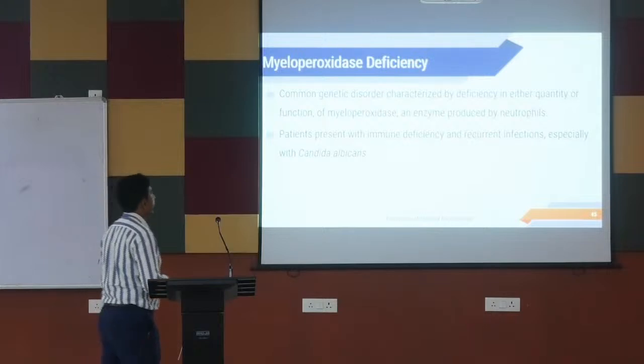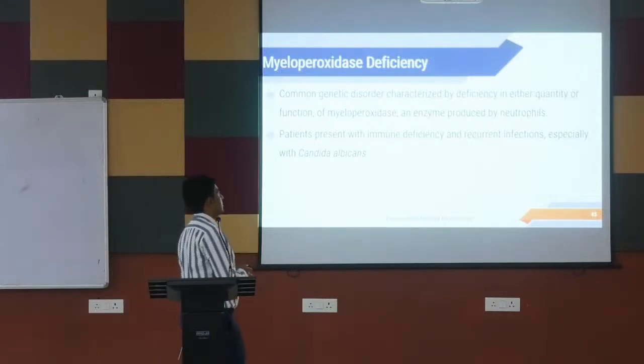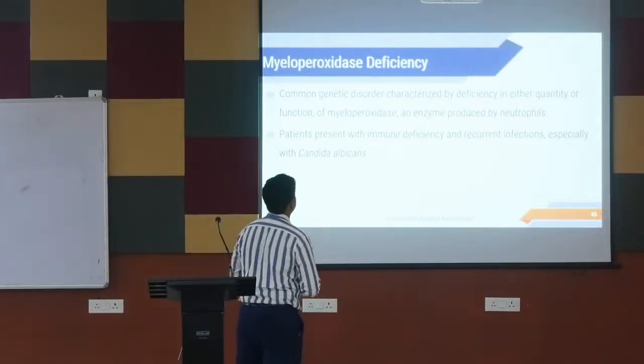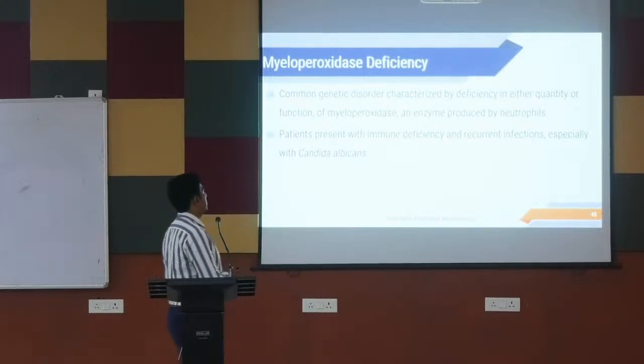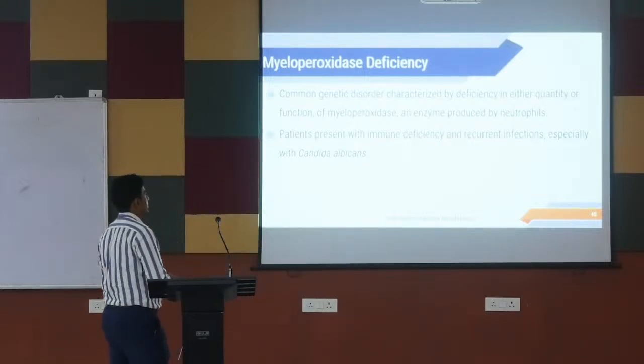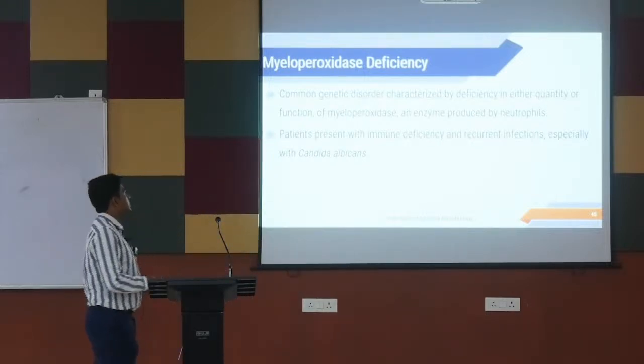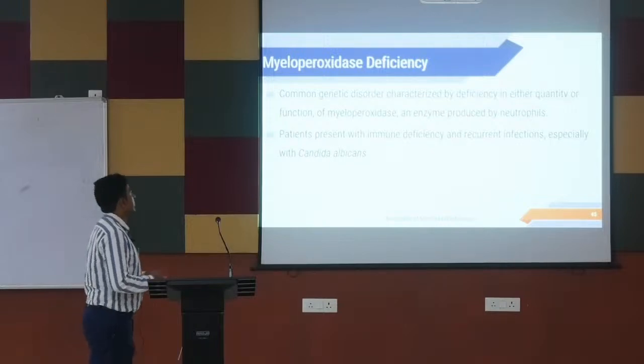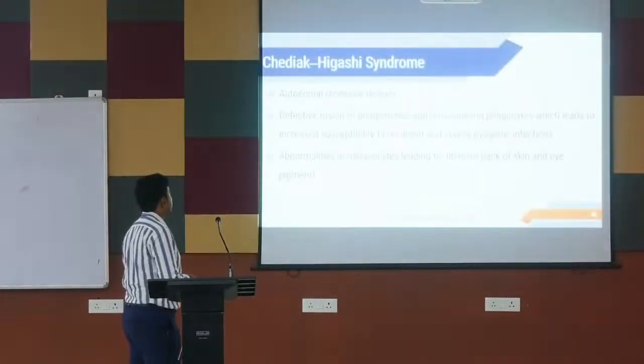Myeloperoxidase deficiency কি হয়? This is a common genetic disorder characterized by deficiency in either quantity or function of myeloperoxidase, an enzyme produced by the neutrophils. Patients present with immunodeficiency and recurrent infections, especially with Candida albicans.